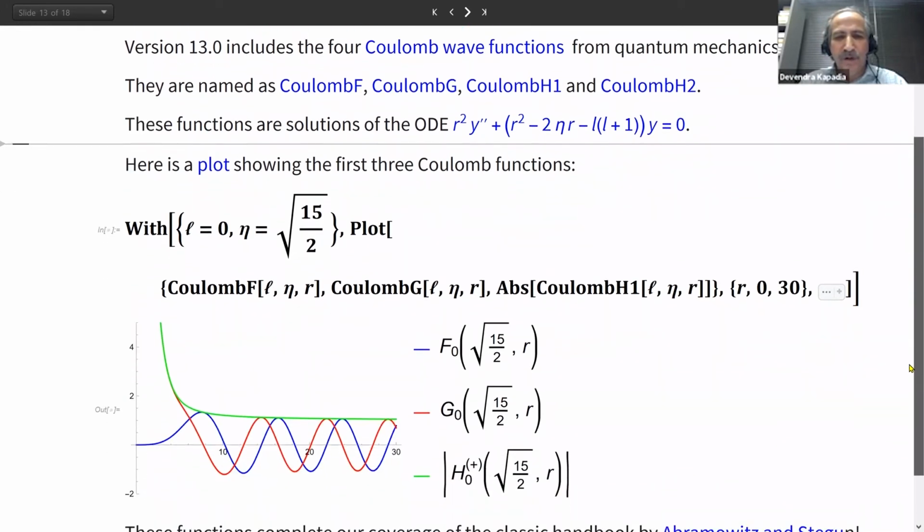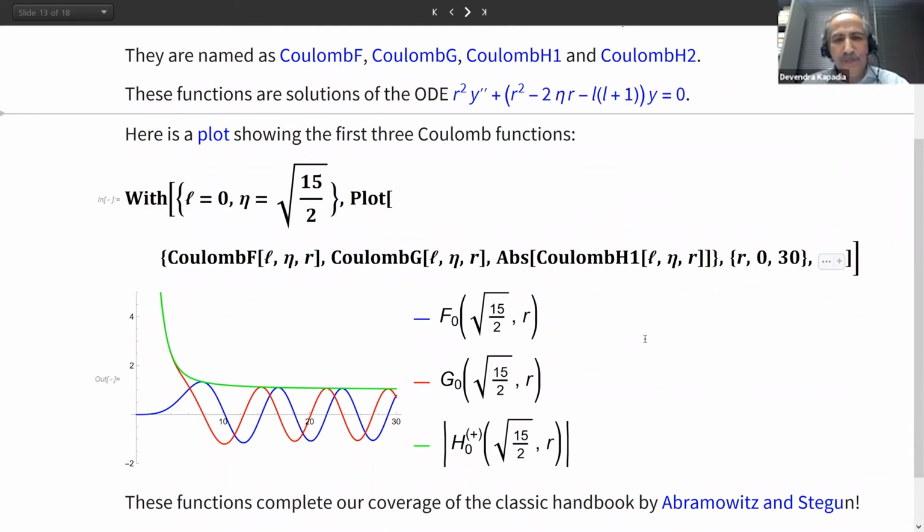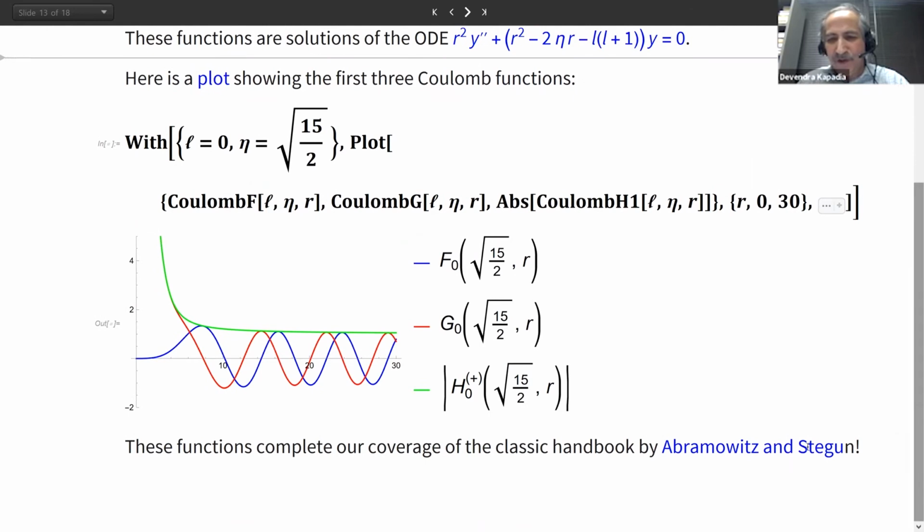Okay, so here is a plot which shows the first 3 Coulomb functions, Coulomb F, Coulomb G, and Coulomb H1, absolute value. And you see there's a plot over here, which is actually from the DLMF, the digital library. And as Stephen mentioned yesterday, this is an occasion to celebrate because we now have covered everything in the classic book by Abramowitz and Stegun, which was written somewhere in the 1960s or 1970s and is now completely covered by us. If there's a bit left over, we'll let you do it yourselves by defining a user-defined special function in the near future.